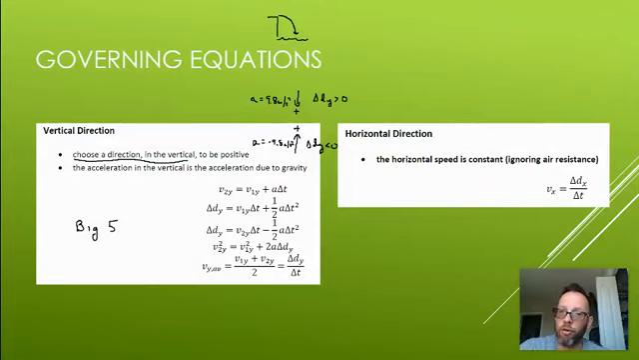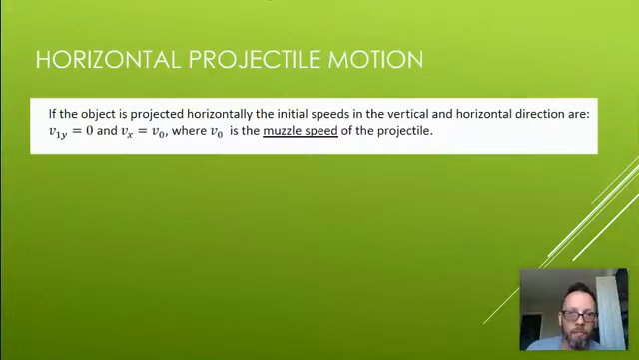In the horizontal direction, we have one governing equation. Horizontal speed is constant, and so speed equals distance over time. That's all there is to the horizontal direction. Now, if you wanted to throw in air resistance, things would become a lot more challenging, so we keep things simple. It's constant horizontal speed due to ignoring air resistance. So those are our governing equations.